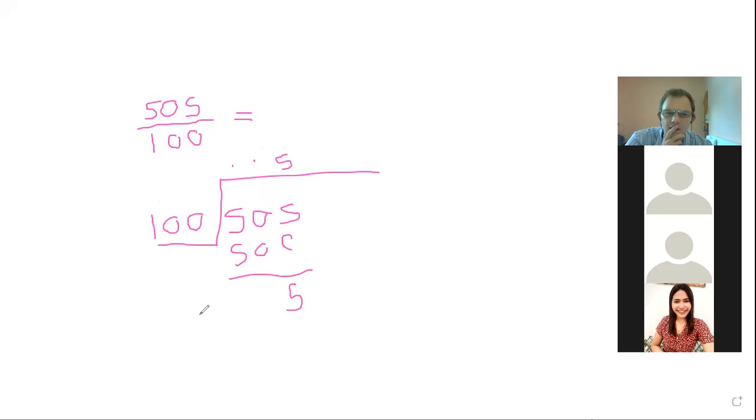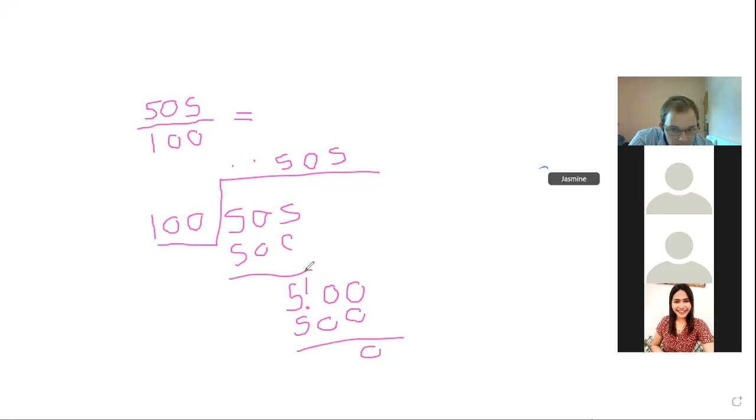How do we change this one now? Remember, if you cannot divide anymore, we add a decimal point and a 0. Can 100 divide into 50? No, it cannot. Add another 0. Can 100 divide into 500? Yes, 5 times. 5 times 100 is 500, which equals 0. But look at our decimal point. It has to go to the top. So this answer is 5.05.